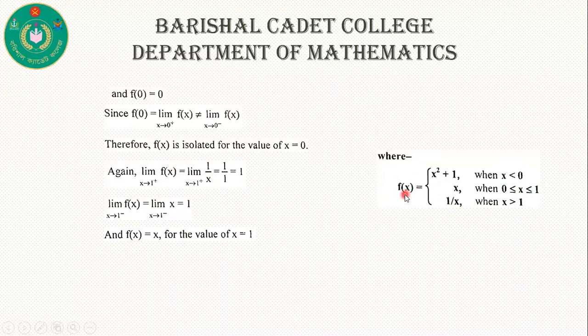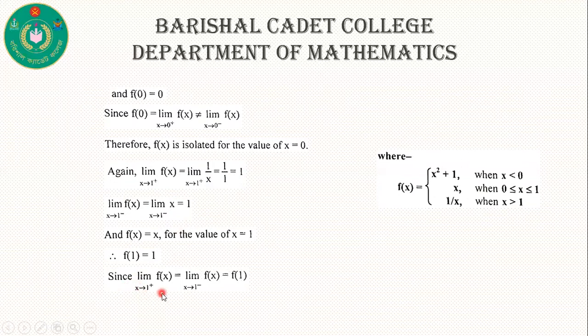Now we put in the value f of 1. F of 1 means the function value at 1, that's why we put the value at 1. So f of 1 is equal to 1. Here the right hand limit, left hand limit, and the value of the function are the same. All three values are same. That's why we can write this function is continuous at the point x equal to 1.